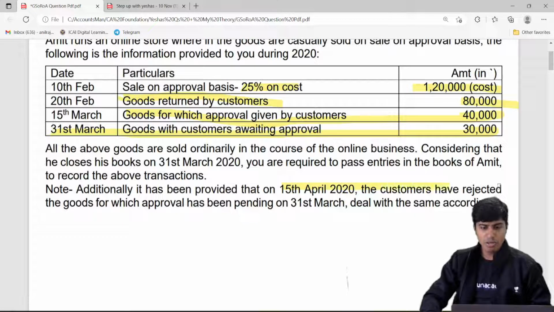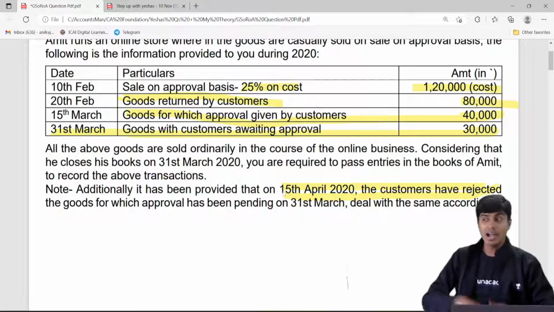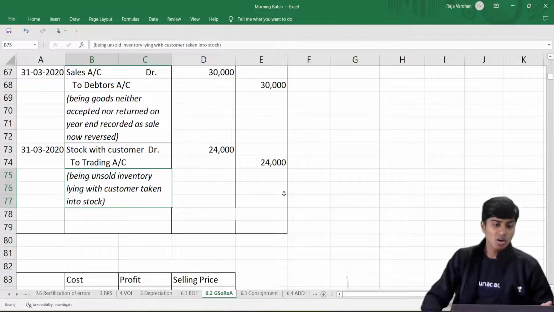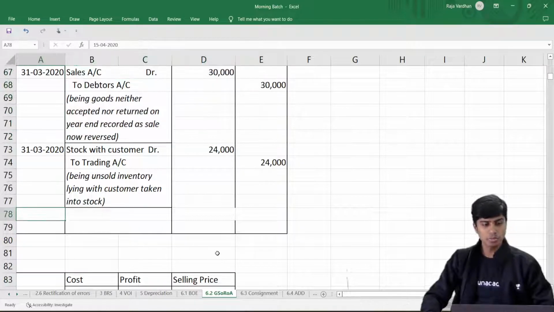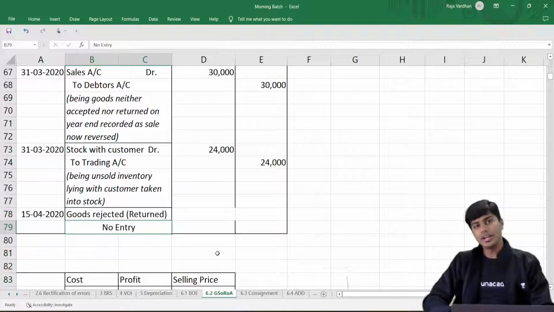On 15th of April, the customer has rejected the goods. When the customer rejects the goods and returns them to us, we don't have to write a separate entry. Why? We've already reversed the sales entry even before he gives the goods back to us. So on 15th of April 2020, there is no need of an entry.